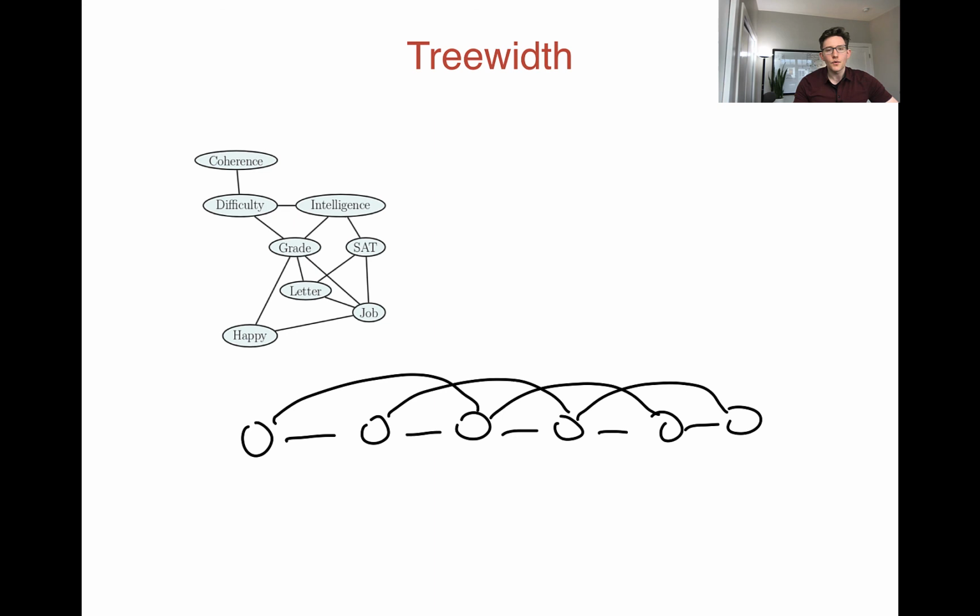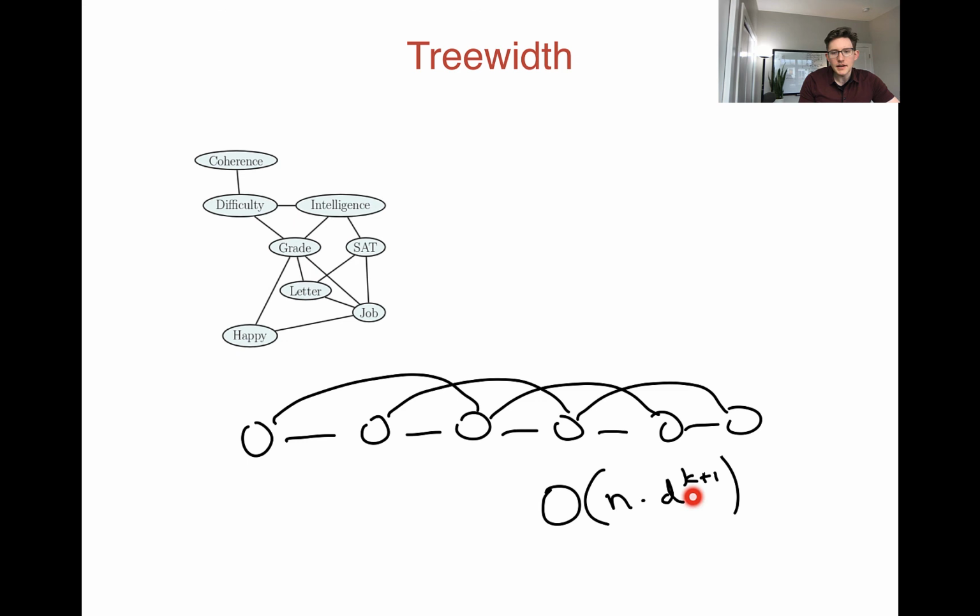It's going to be fast. By the way, I should say that the running time of inference in a model, which we saw already, but just to reiterate, is n times d to the k plus 1, where k is the tree width. So linear in the number of variables, exponential in the tree width.